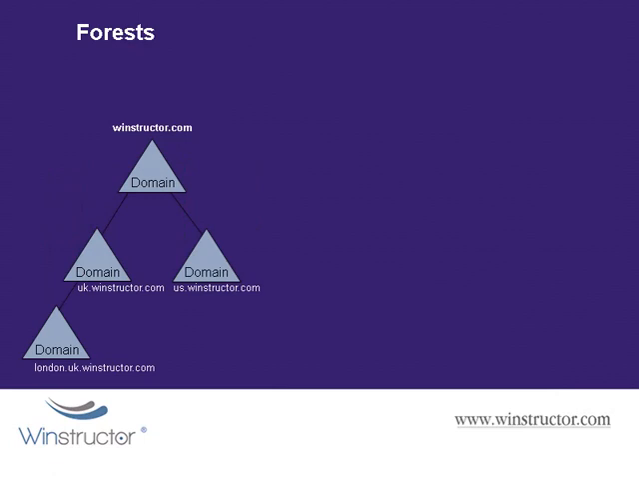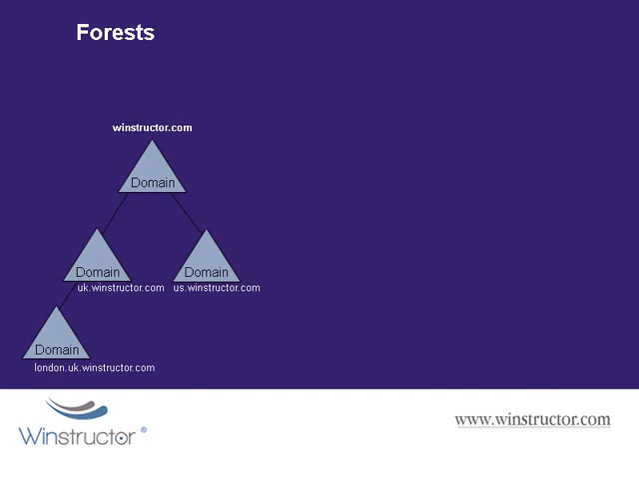Now we could add in more and more child domains and even child domains under other child domains. So these domains in a tree all share a contiguous namespace and a hierarchical name structure, with child domain names appended to the name of the parent. So in this image here, we could see that the parent domain at the top is winstructor.com. Underneath that parent domain we have two child domains, uk.winstructor.com and us.winstructor.com.